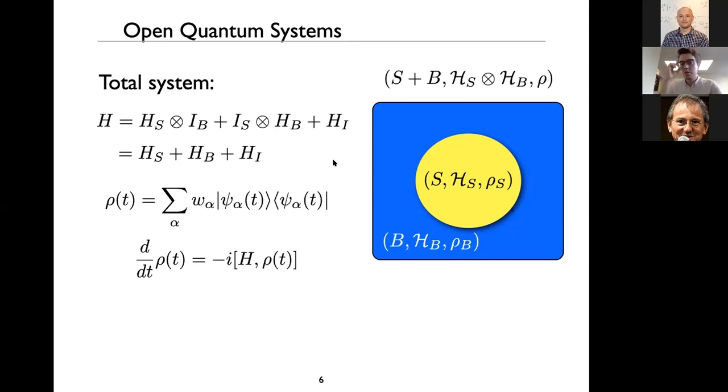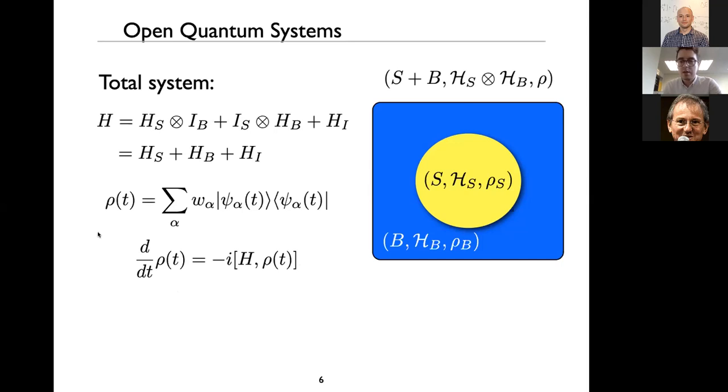To derive a general equation of motion for this composite system, we can write down the most general state of S plus B, which can be written as a mixed state of the following form. Given the fact that the composite system is closed, it evolves under a standard unitary time evolution. So by taking the time derivative of this equation, we can derive the so-called von Neumann equation. This von Neumann equation is effectively just the time-dependent Schrodinger equation for this composite system, but it describes the evolution of both pure states and mixed states. The time-dependent Schrodinger equation only applies to pure states, whereas the von Neumann equation applies to both mixed and pure states. So this is the most general form of the equation of motion for our composite system with this Hamiltonian.